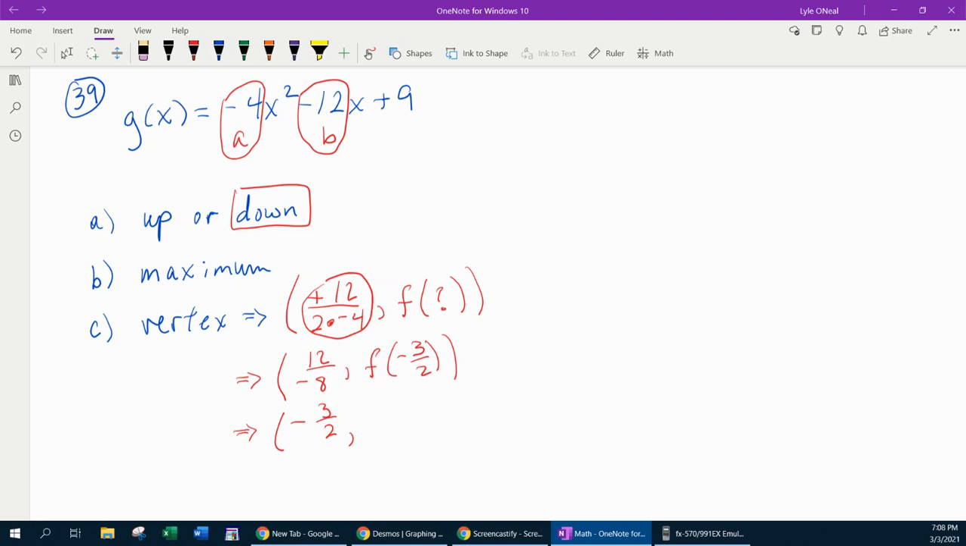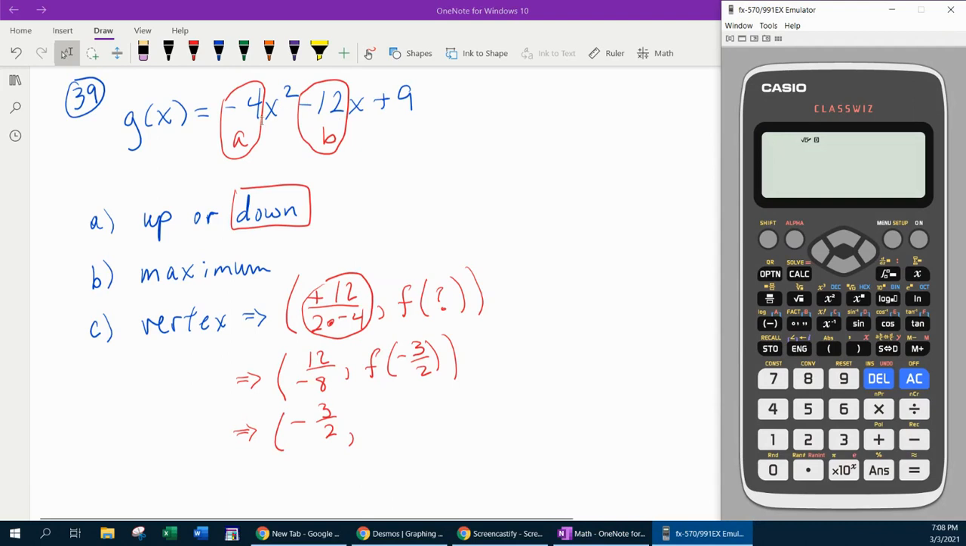Okay, so to find the vertex, you find the x-coordinate of the vertex, and then plug that into the function to find the y-coordinate of the vertex. And I highly recommend the use of a calculator for that. -4 times (-3/2) squared. Do you see what I'm doing? I'm plugging in to my function.